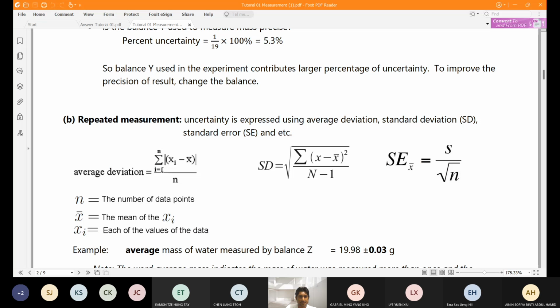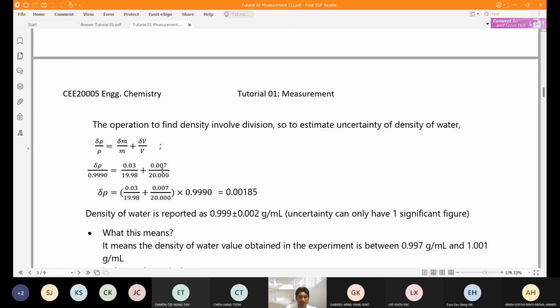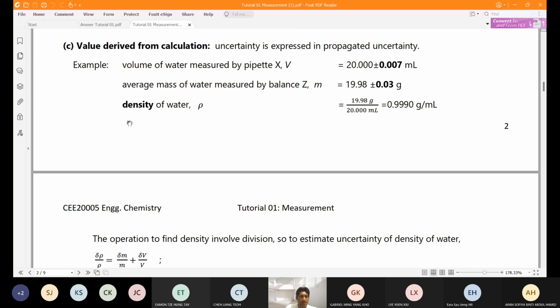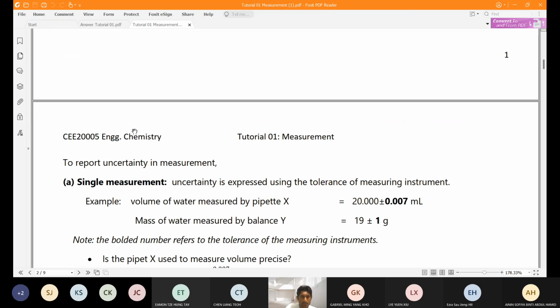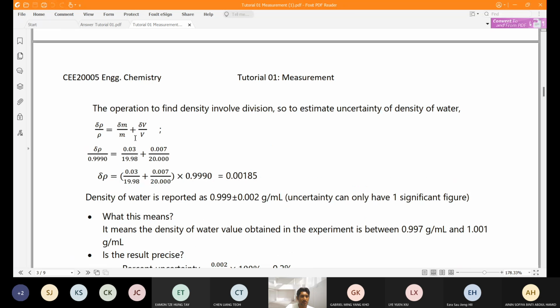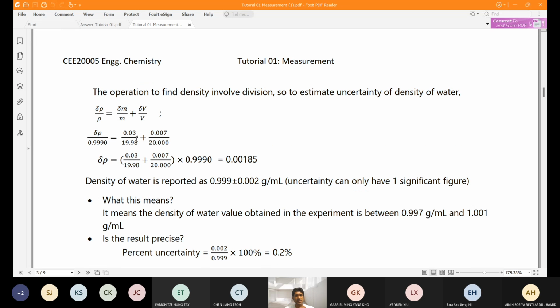What is that? I'm not going to talk much of these. First of all, let me go through this systematic and random error. What is that? Oh yeah, we have it here. So there will be two types of error occurring when we are doing the measurement.